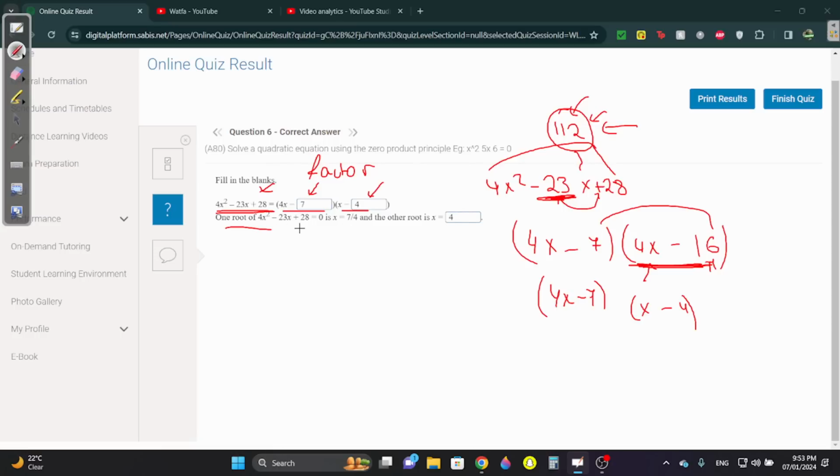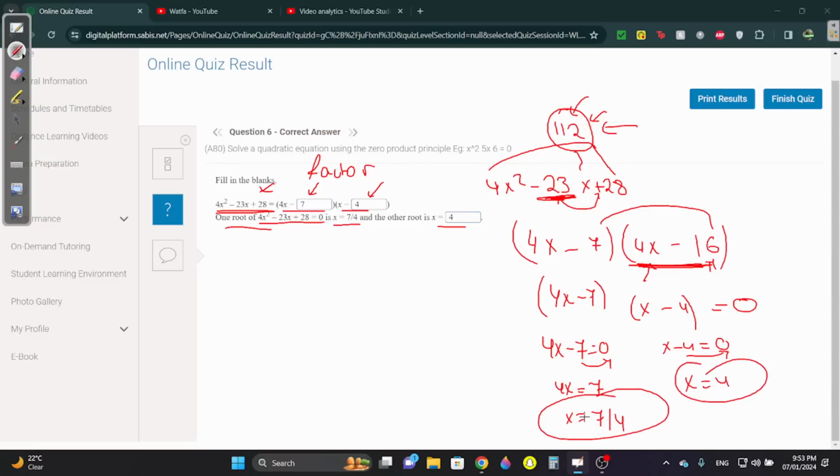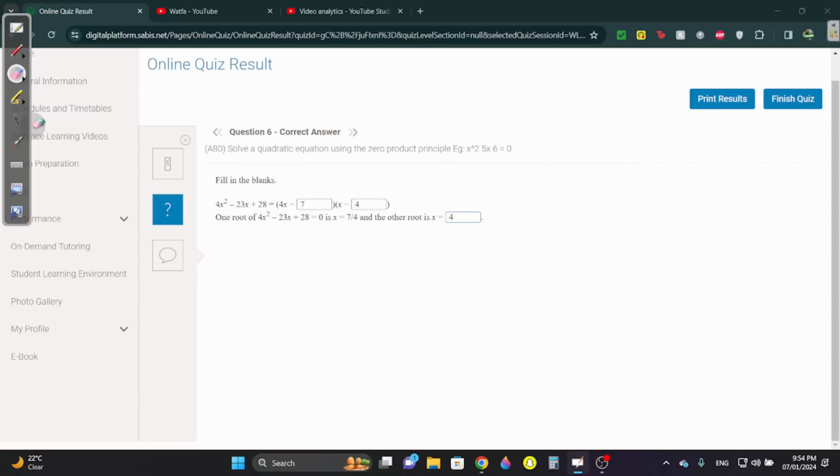They're asking for the roots. One root of 4x squared minus 23x plus 28 is x equals 7 over 4, and they want the other root. How do you find the roots? You know this equals 0. So either 4x minus 7 equals 0, or x minus 4 equals 0. If 4x minus 7 equals 0, 7 to the other side, 4x equals 7, so x equals 7 over 4. Here, 4 to the other side, x equals 4. So you have two solutions, 7 over 4 and 4. Until now, it's easy. It's nothing too hard.